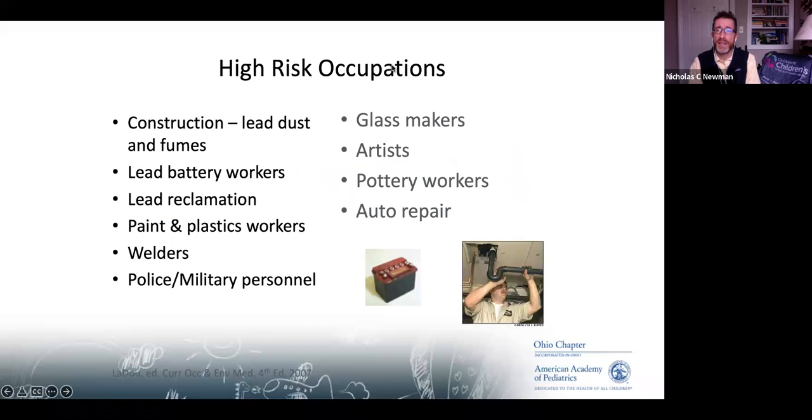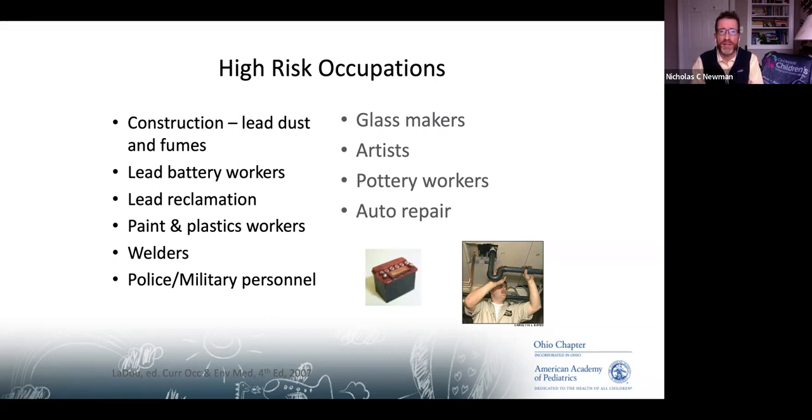So the other way that lead can be brought into the house is by a caregiver or an adult who has a high-risk occupation. Construction, for example. When I was a fellow, I worked at one of the federal agencies, and we were looking at sources of lead in adults. And construction was by far the biggest growth area. And so a lot of parents are working in construction and they're bringing this stuff home.